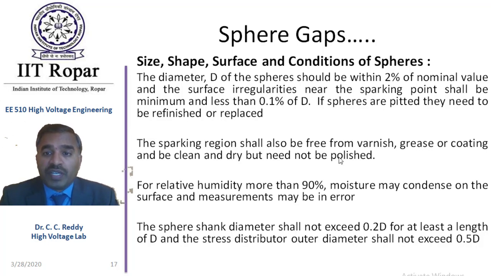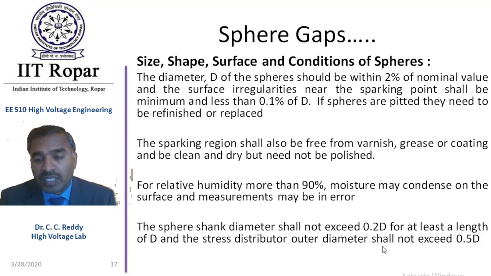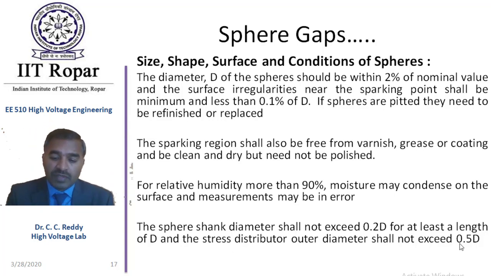And if spheres are pitted, they need to be refinished or replaced. The sparking region shall also be free from varnish, grease or coating, and be clean and dry, but it need not be polished always. For relative humidity more than 90%, moisture may condense on the surface and the measurements may be in error. The sphere shank diameter shall not exceed 0.2 D for at least a length of D, and the stress distributor outer diameter shall not exceed 0.5 D, as we have already seen just now.